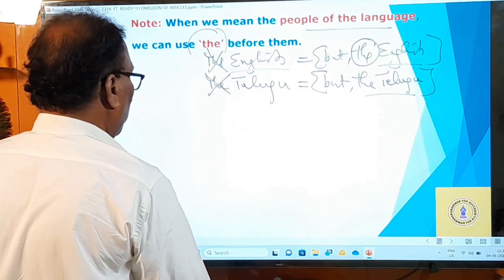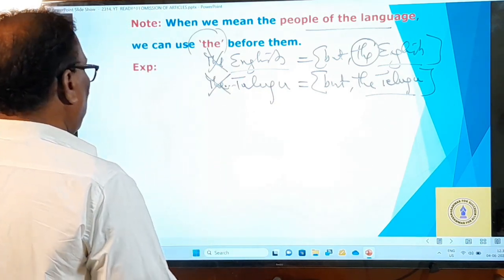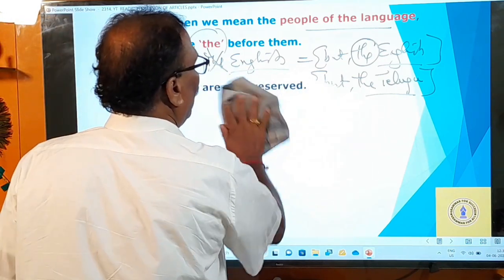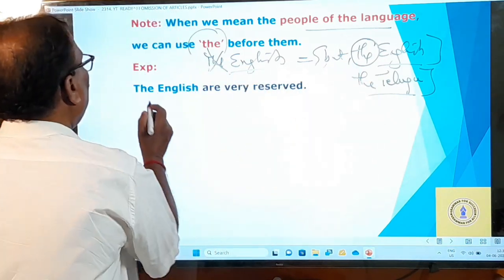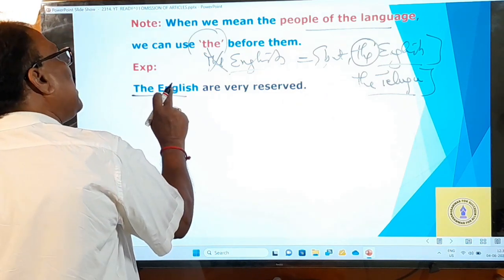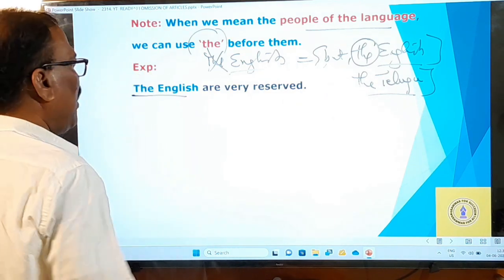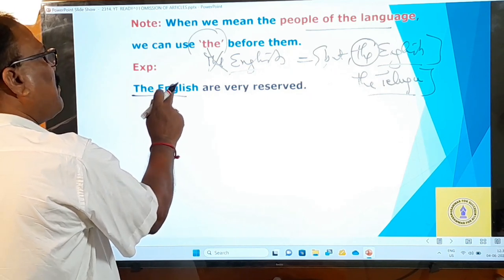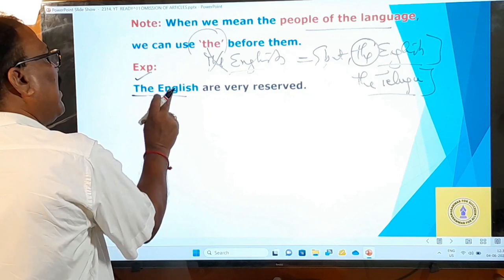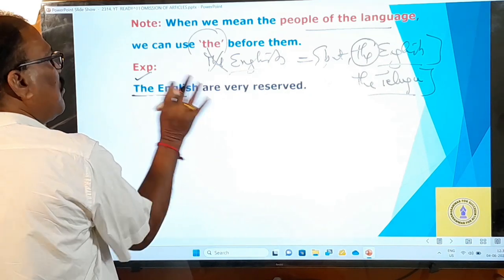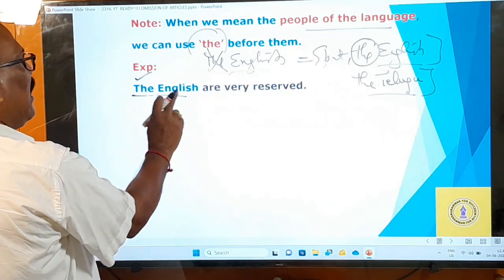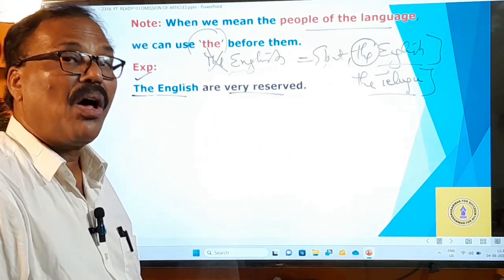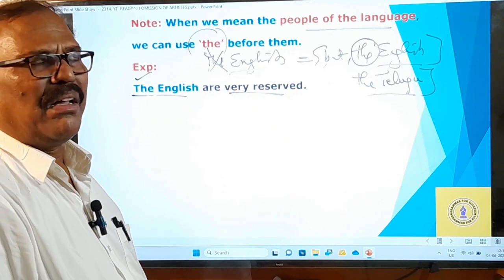Now let us go to the examples. The English means the English speaking people. That's the meaning. It's not the language here. When it means the people speaking that language, then it is okay. When it means only the language, then you should not use any article. Here it is not that. The English are reserved. That means the English people are reserved. They don't talk to anybody as they like.